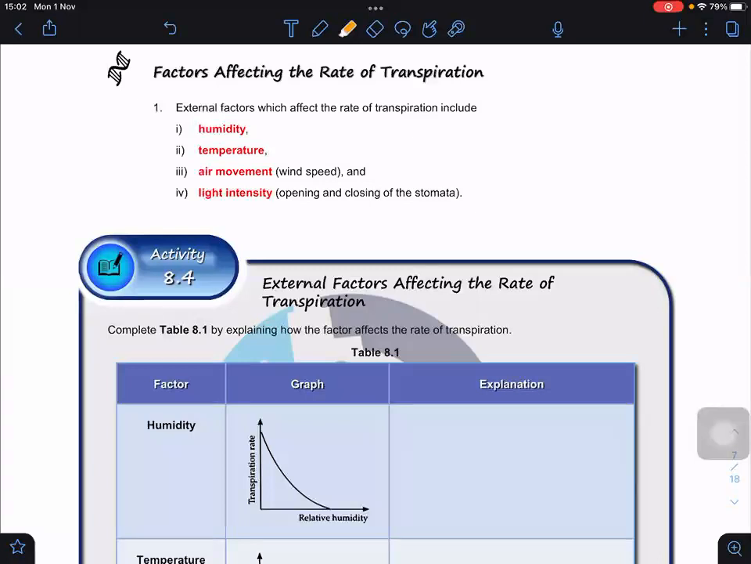For example, the humidity of the surrounding environment, the temperature of the surrounding environment, the air movement of the surrounding environment, as well as the light intensity. Okay, now when you describe how these factors affect the rate of transpiration, always think about the first thing, the steepness of the water potential gradient.